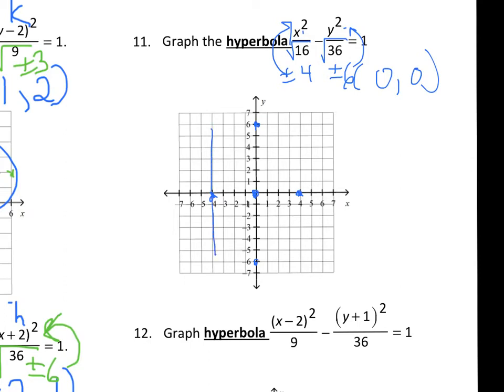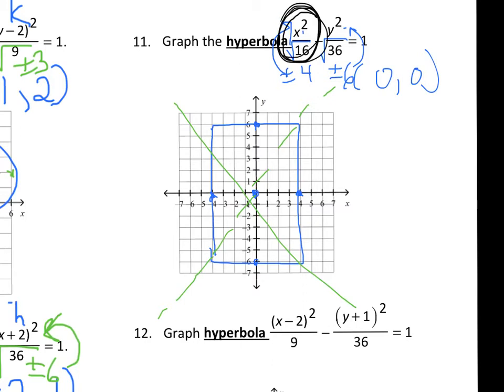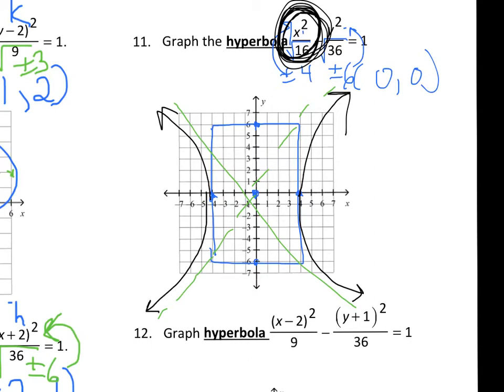Now we connect those with our box. I know it's supposed to be a dotted line, but that's just kind of hard on here. We make our asymptotes through the corners and through the center. And now we have to draw the hyperbola. Which way do we draw it? For hyperbolas, it's whichever letter comes first. So, since the x squared is first, it's going to be horizontal, and the hyperbola will be drawn through the vertices and along the asymptotes like that.